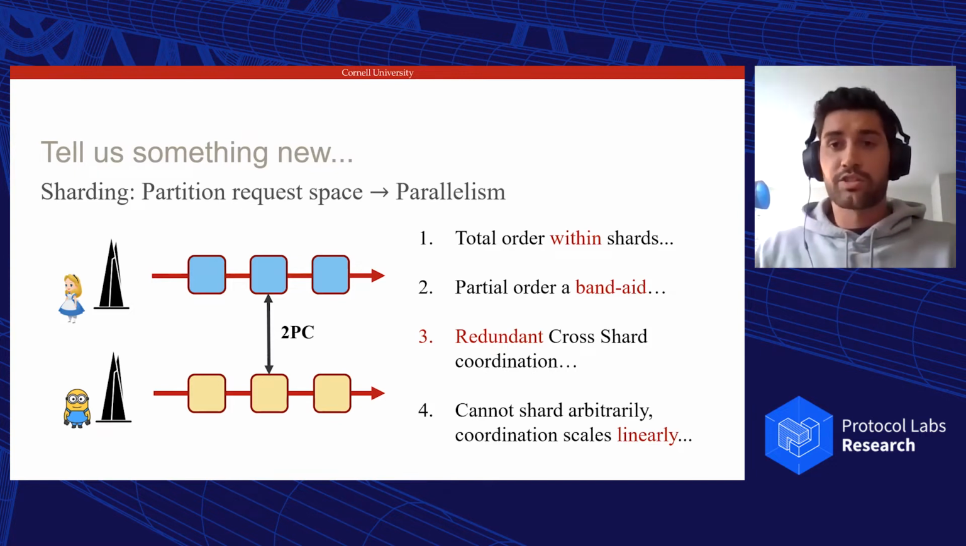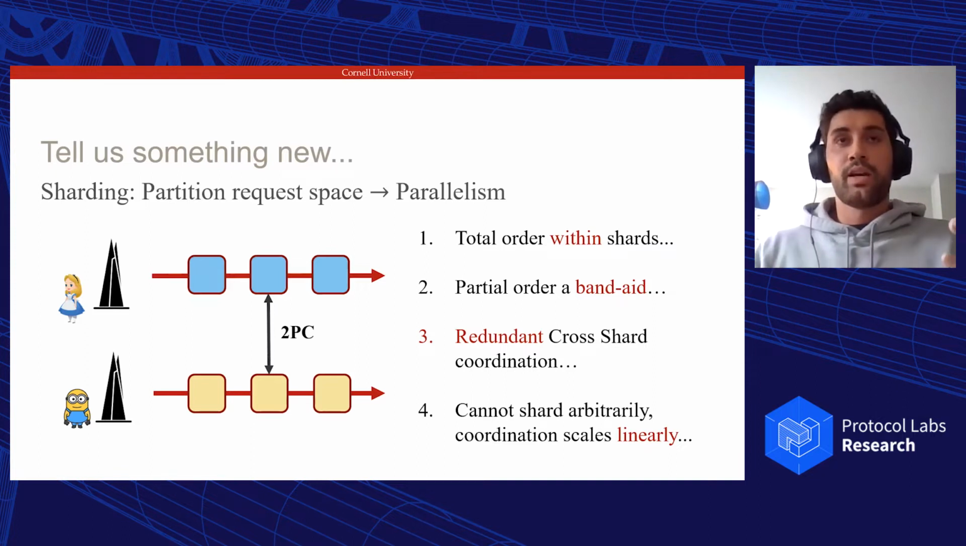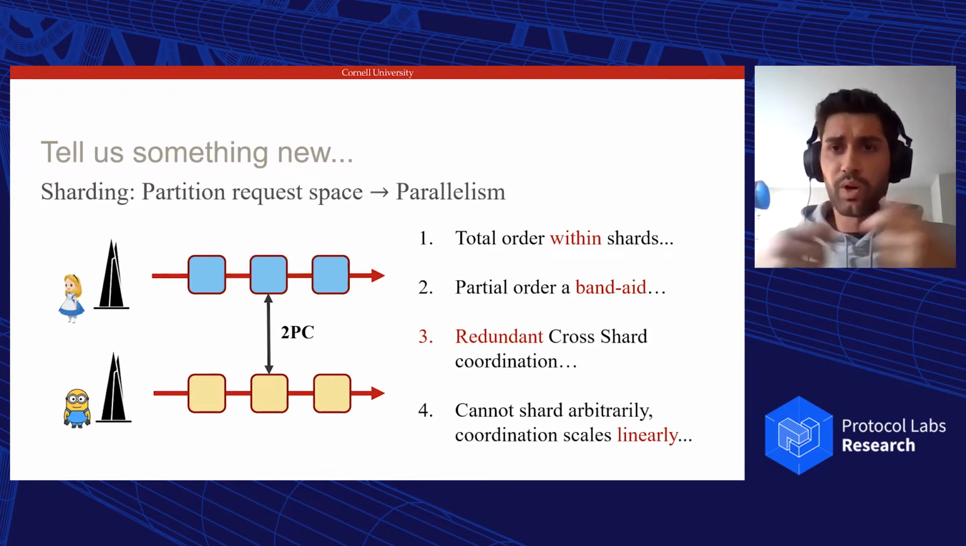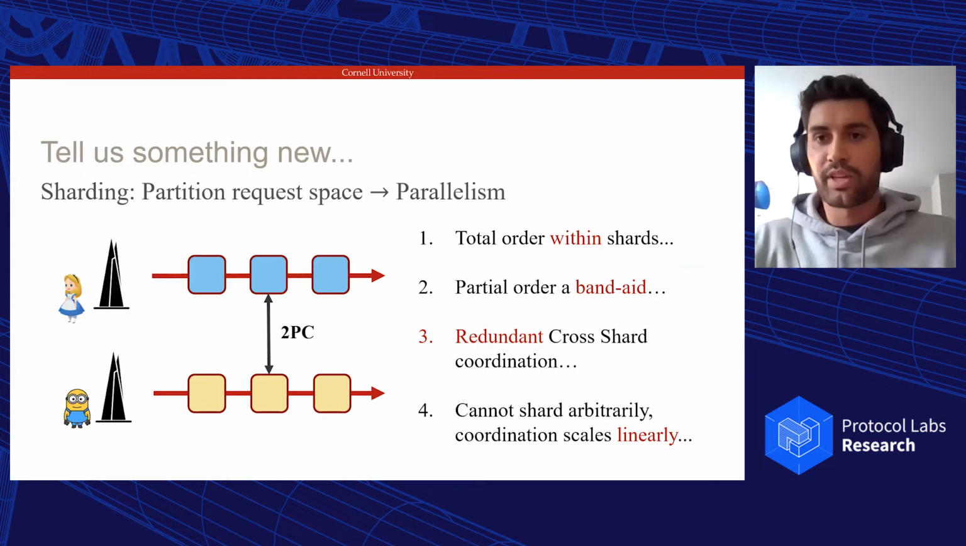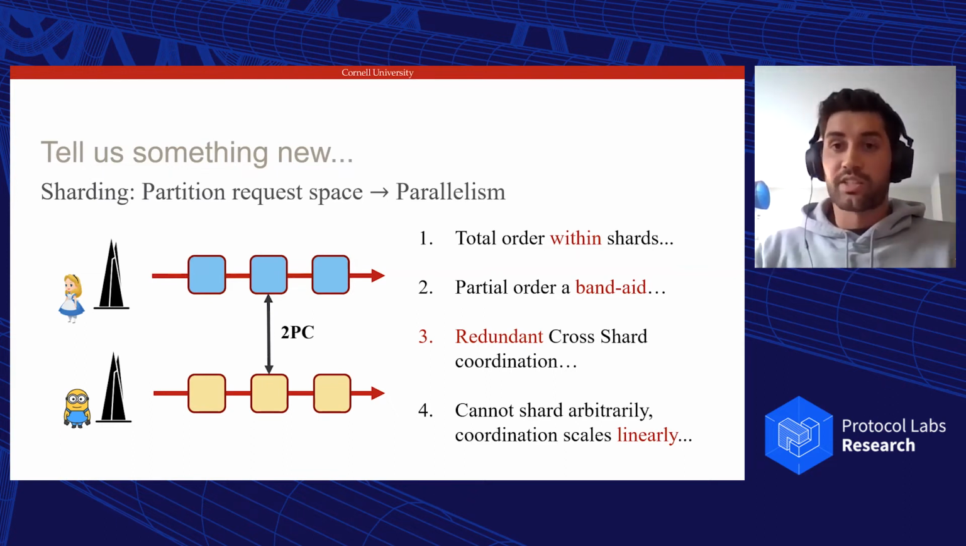Additionally, when we have multi-shard transactions, we need to run some sort of distributed commit protocol, like two-phase commit. And now we're enforcing coordination for consistency twice, both to replicate within shards and across shards to maintain safety. We also can't shard arbitrarily because increasing the amount of shards for multi-shard transactions increases the communication cost for coordination linearly, which is especially costly for signatures in BFT.